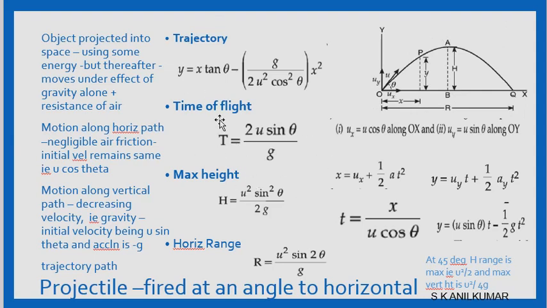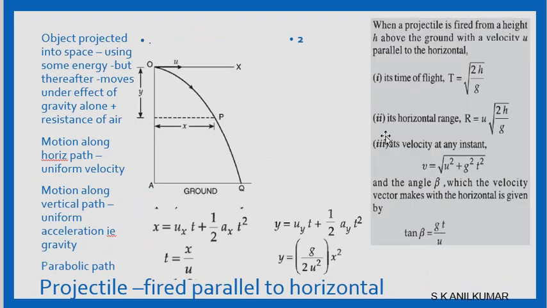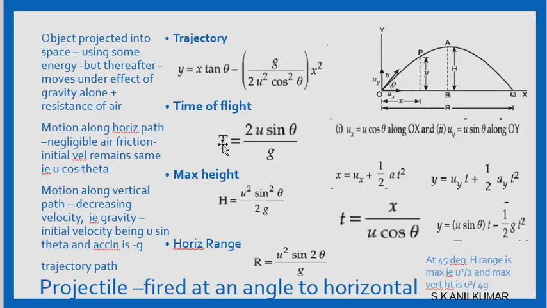So the time of flight is 2u sin theta by g. Here the time is 2h by g. u sin theta is the vertical velocity. u cos theta is the horizontal velocity. Maximum height reached is h equals u square sin square theta by 2g.